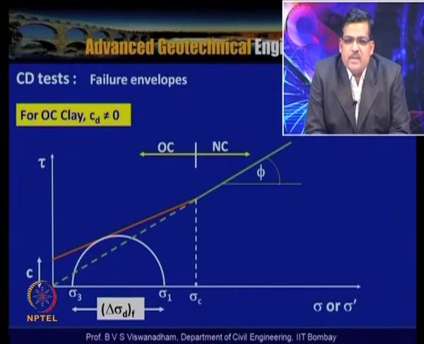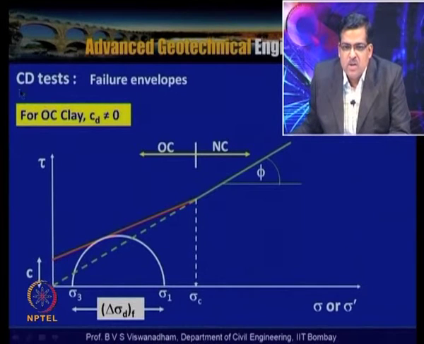For over consolidated clays, for the soils which have been subjected to a certain pre-consolidation pressure, the c_d of an over consolidated soil is not equal to 0, or when you have a very dense sand or dense sand deposits, in that case also c_d is not equal to 0. So for over consolidated clay and normally consolidated clay, initially up to the pre-consolidation pressure, the Mohr Coulomb failure envelope runs like this, and beyond that it changes and joins with the normally consolidated failure envelope.